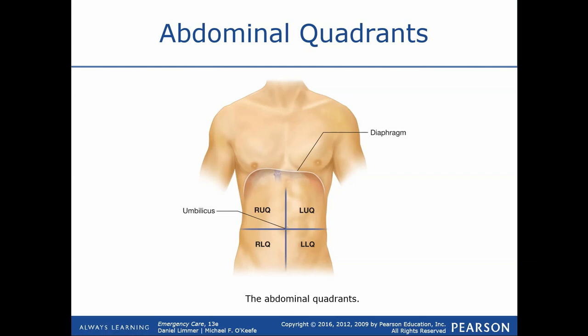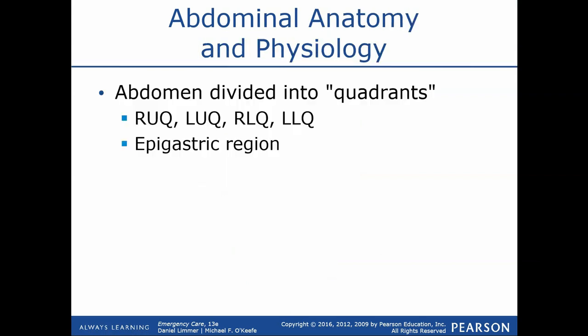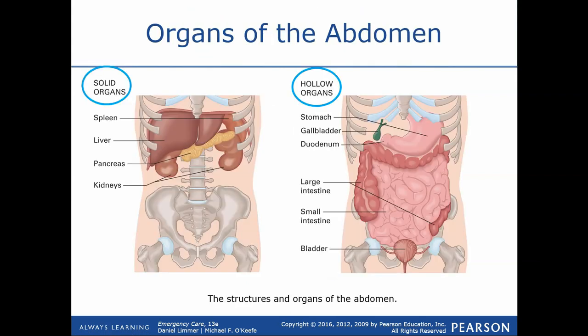The other thing to keep in mind too, looking at this picture, is that some of your organs are actually protected by your rib cage. So if we go back a couple pictures here, we have some cross sections of our ribs, and you'll see here that the liver and the spleen both are somewhat protected by the ribs.